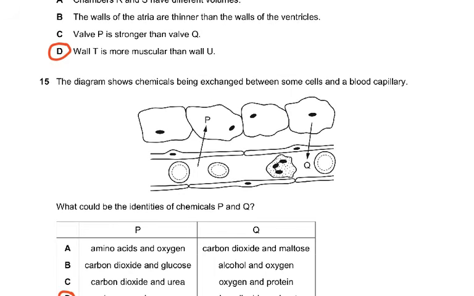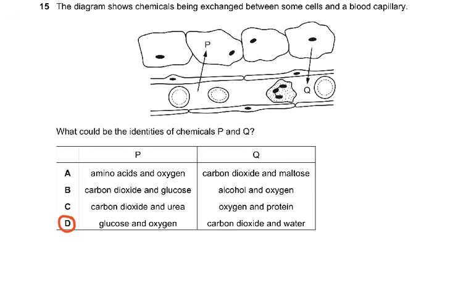Now coming on to question number 15. The diagram shows chemicals being exchanged between some cells and a blood capillary. What could be the identities of chemical P and Q? P is entering from the blood into the body cells, and Q is coming from the body cells and returning to the blood. You can see this is the capillary, because you can see the white blood cells and the red blood cells. They're not drawn to size actually.